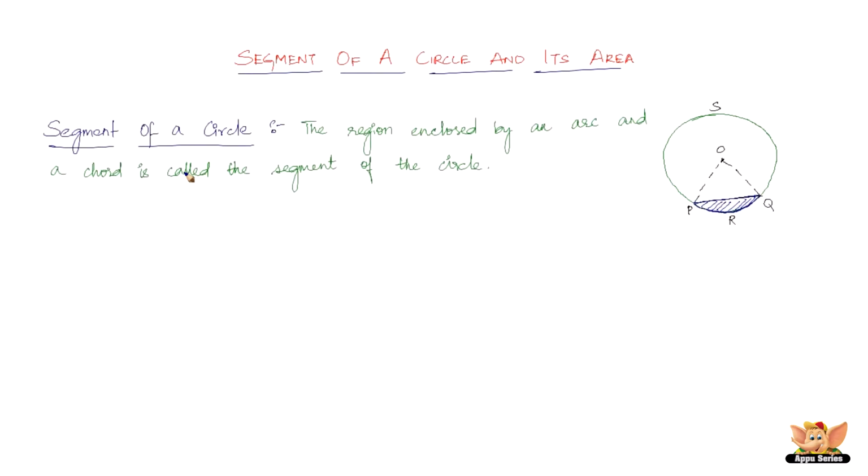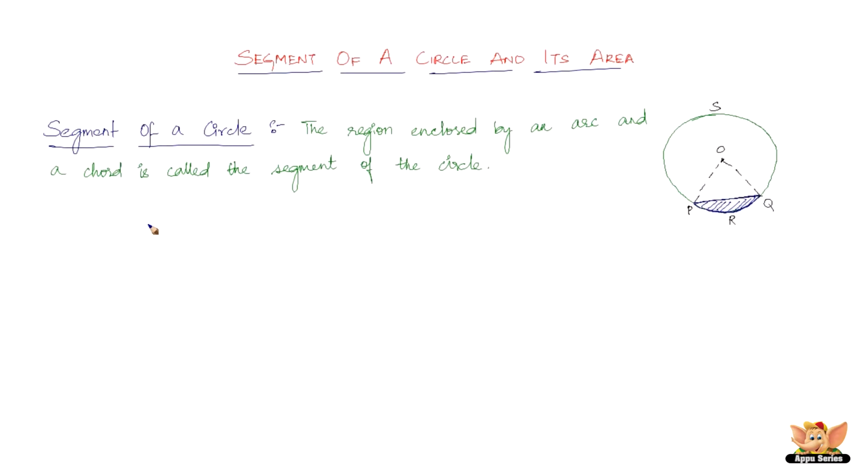So here we've got the definition for the segment of a circle, which reads like this: the region enclosed by an arc, this arc PRQ, and a chord, this chord PQ, is called the segment of the circle. All right. So since this is enclosed by the minor arc of the circle, it's called a minor segment. And if this chord is enclosed by a major arc, then this is going to be called the major segment.